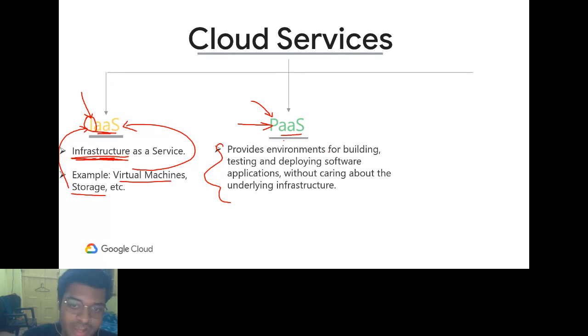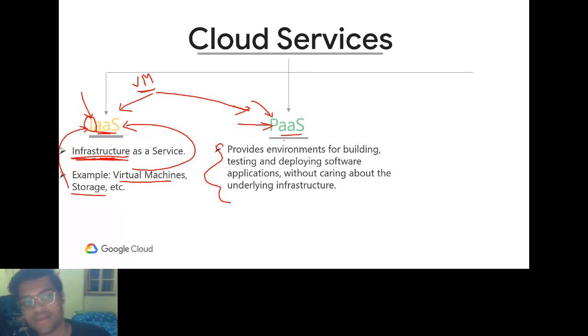PaaS is what helps you build something, right? IaaS will be the place where you have a PaaS. Suppose in IaaS, I have a VM. I have a VM as IaaS. PaaS will be something where I can build something. Suppose like VS Code. Is VS Code a PaaS? What do you think? It helps me build apps.